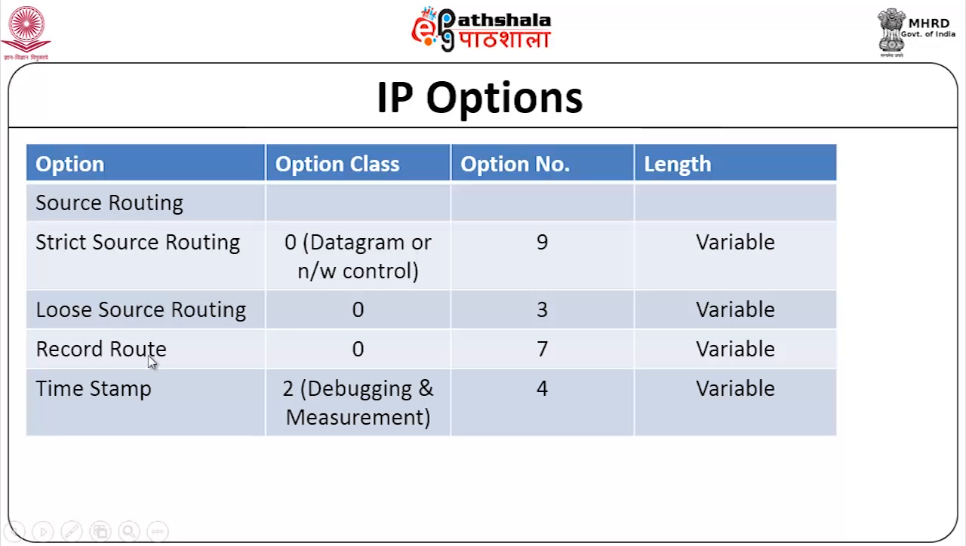That is, you want to record the addresses of the intermediate routers the packet visits before it reaches the destination. Timestamp is similar to record route in the sense that some information is recorded as the packet goes along, and here what we are interested in is the timestamp, that is, the time at which it visits each of those routers. That information is recorded here when the timestamp option is used.